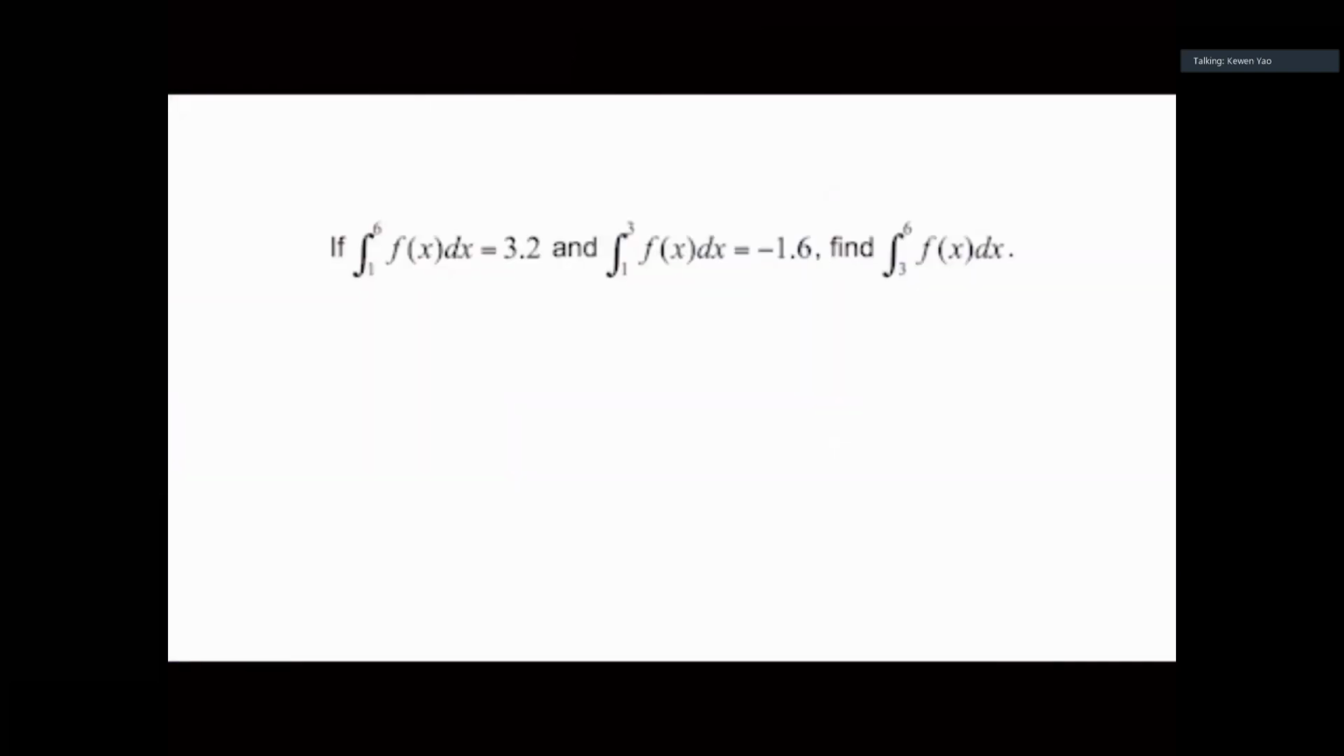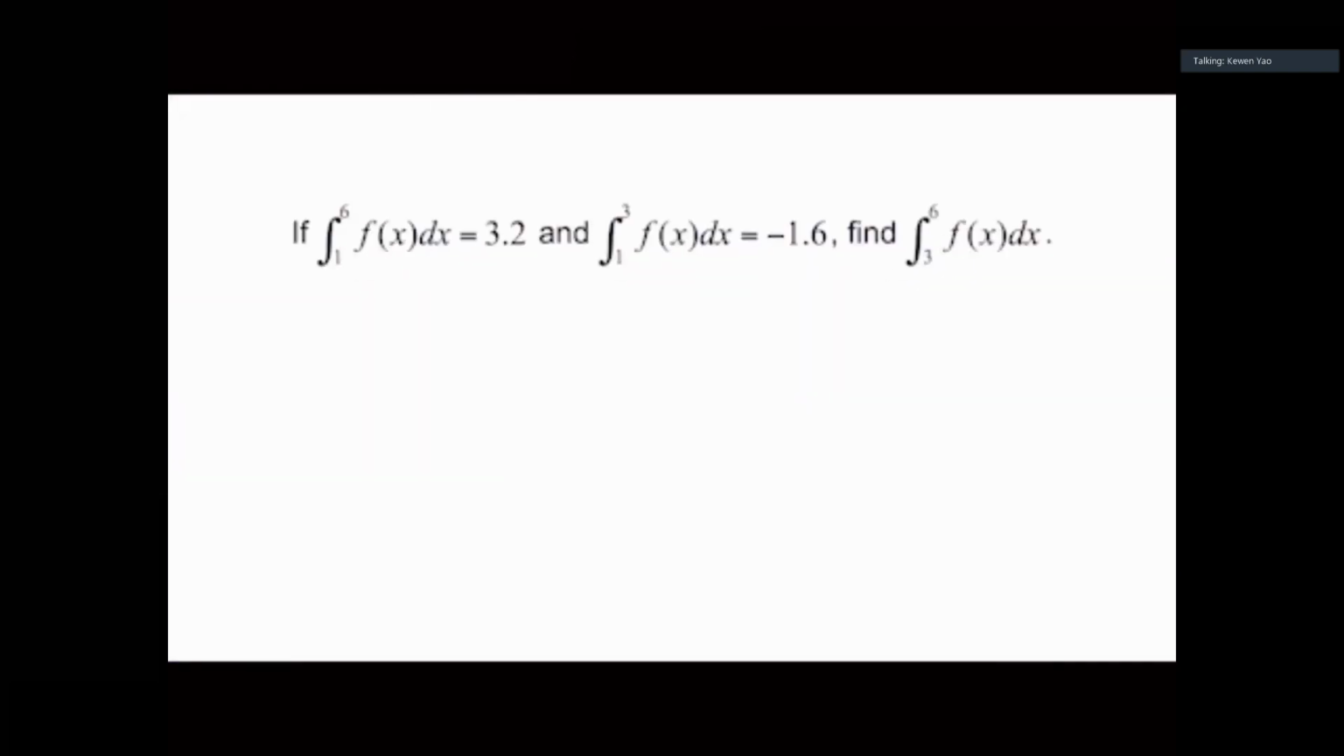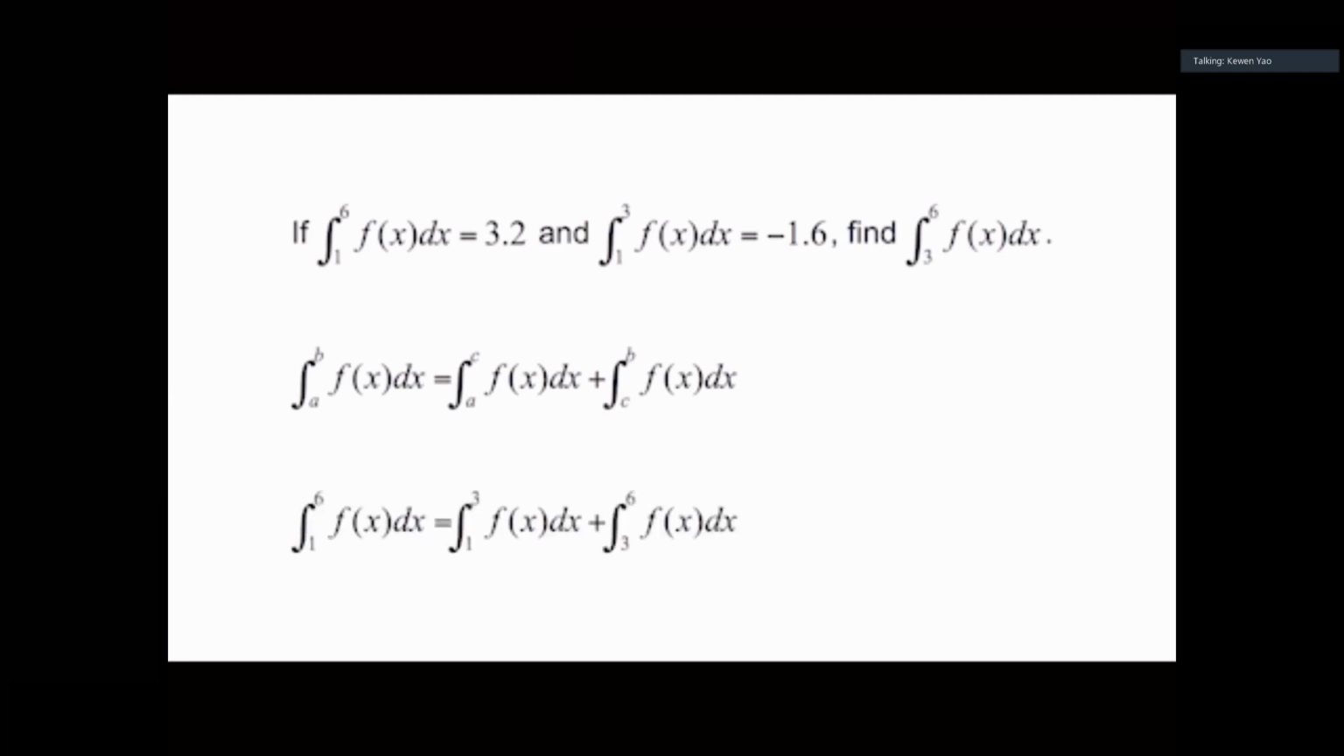Next, an example. If the integral of f from 1 to 6 is 3.2, and the integral of f from 1 to 3 is negative 1.6, find the integral of f from 3 to 6. Here again is the property we'll be using. We need to first identify the limit of integration value c, which is between a and b. That c value is 3 in this case, because 3 is between the values of 1 and 6.